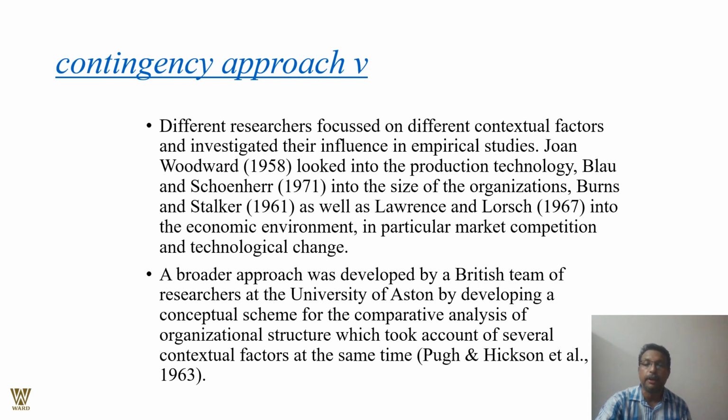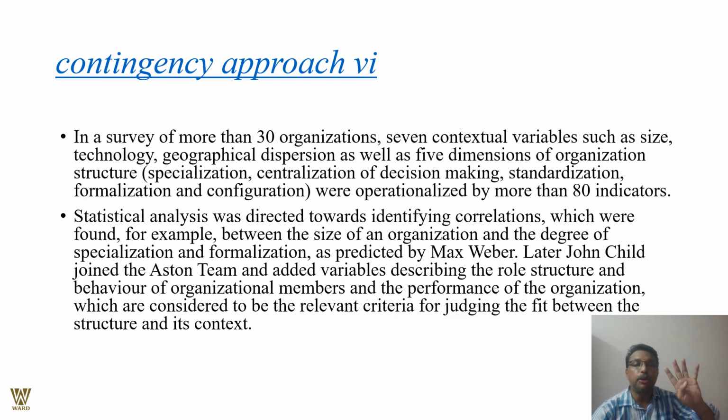A broader approach was developed by a British team of researchers at the University of Aston, by developing the conceptual scheme altogether. It took into account several contextual factors, as mentioned in 1963 by Pugh and Hickson. Now we are talking about a survey of more than 30 organizations, with 7 contextual variables such as size, technology, and geographical dispersion, as well as 5 dimensions of organization structure: specialization, centralization, standardization, formalization, and configuration, operationalized by more than 80 indicators.